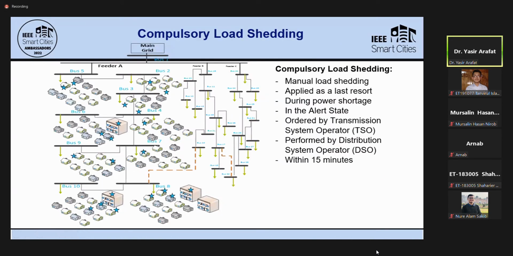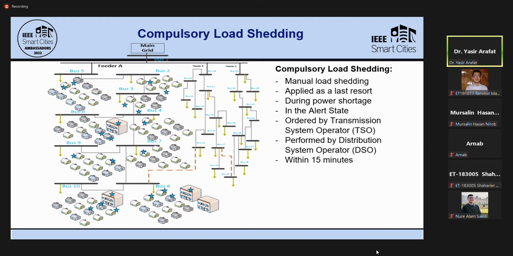Now I'm going to talk about what compulsory load shedding is and how it is done today, and how we could use smart meters to perform it. Compulsory load shedding means disconnecting a large amount of loads manually as a last resort when other measures are insufficient. For example, when manual reserve is insufficient.